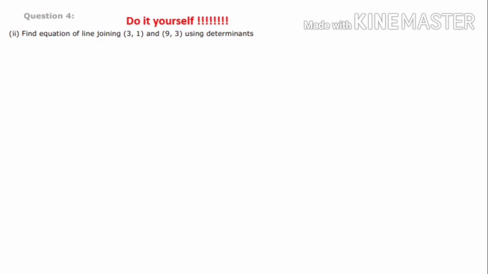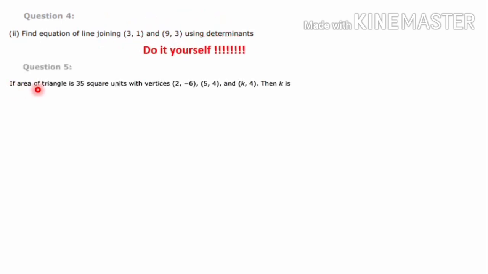Question number 4, the second part. Find the equation of the line joining 3, 1 and 9, 3 using determinants. This question is just similar to the previous question, and you will do it as homework. Next is a multiple choice question, that is, if area of triangle is 35 square units with vertices 2, minus 6, 5, 4 and k, 4, then k is, 4 options are given to you. First option is 12, second option minus 2, third option minus 12, minus 2, and fourth option 12, minus 2.